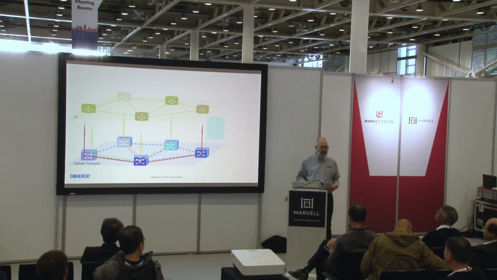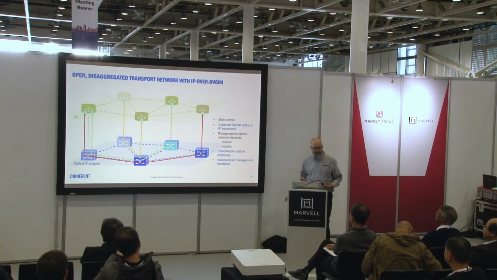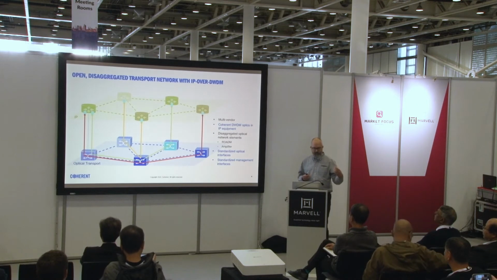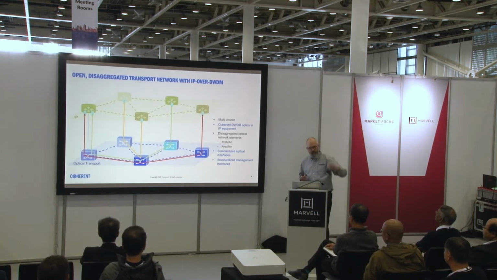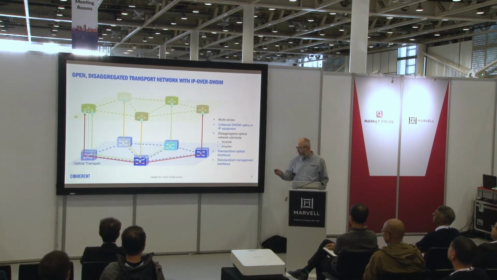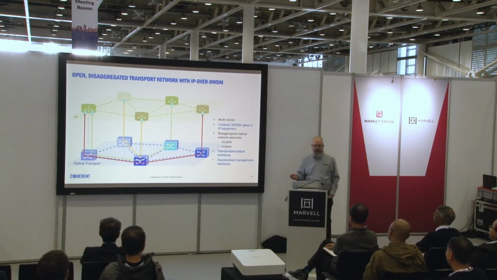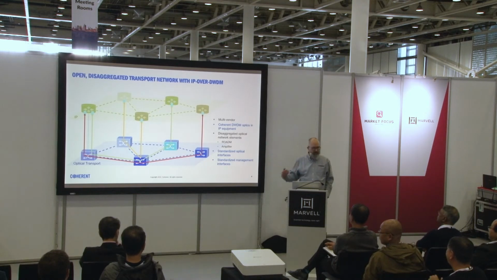What IP over DWDM does is take that one step further. You're taking the line optics, the coherent DWDM optics, and instead of having those in the transport equipment, you're plugging those into your IP equipment, your routers, your switches, which means you're eliminating a whole layer of equipment down here, the transponders and muxponders, and saving tremendous cost. Obviously, it's still important to have standardized optical interfaces and standardized management interfaces.